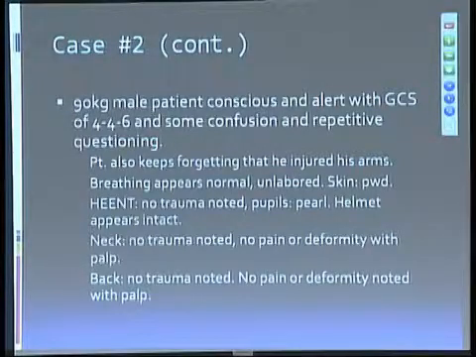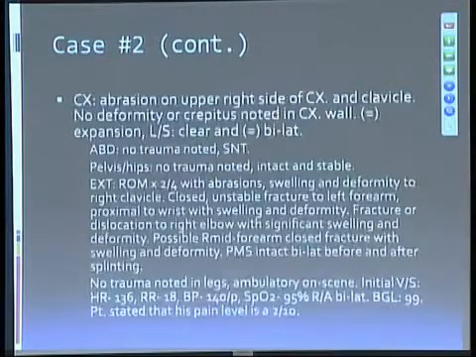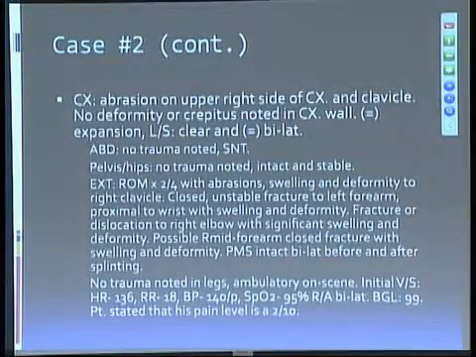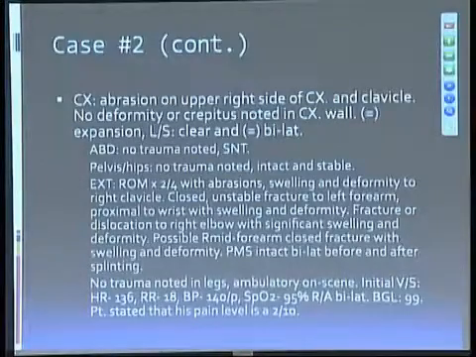Breathing is normal, unlabored. Helmet appears to be intact. No trauma noted. No trauma of the neck. No pain or deformity on palpation. No trauma noted of the back. No pain or deformity. Chest has abrasion in the upper right side of chest and clavicle. No deformity or crepitus noted in chest wall. Lungs are clear. Abdomen is normal. Pelvis, no trauma noted.